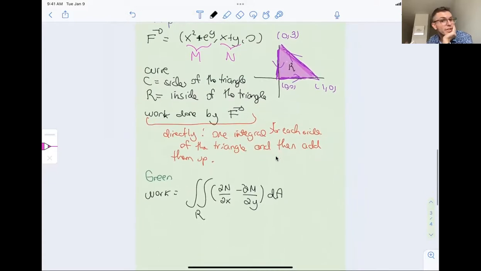And that's it, right? And so, let's try to see what the partial derivative of n with respect to x becomes. What's the first term here? It's just 1. Good. What's the partial derivative of m with respect to y? Well, it's e to the y, right? Because the derivative of the exponential is the exponential. Yes.